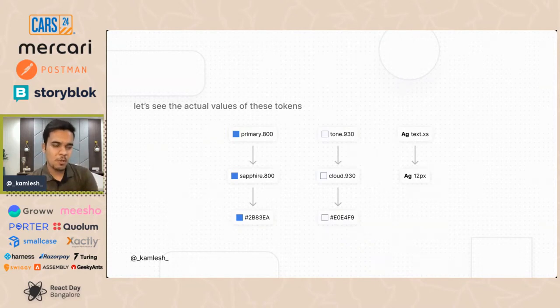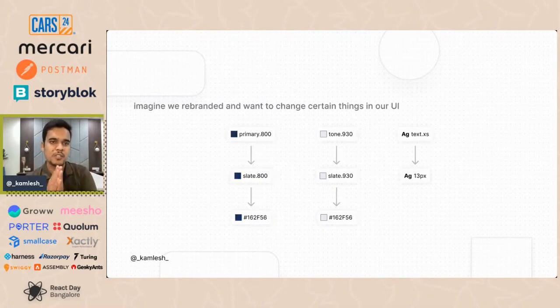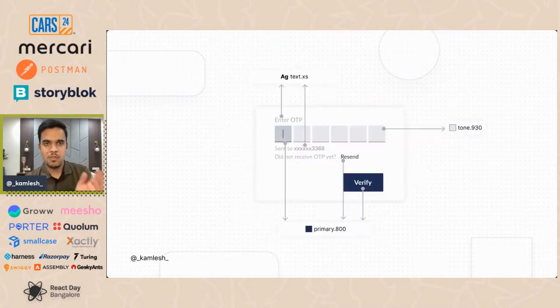Now imagine tomorrow we decide to rebrand ourselves for any reason, right? And we change all our blues to navy blues or some other shade. All we have to do is just change the internal mappings. Like primary 500, now instead of pointing to Sapphire, it might point to slate. And my text dot extra small might point to 13 pixel instead of 12. Now, on our consumer side, it will just get a refreshed look, without me doing anything or any of the consumers explicitly doing anything.